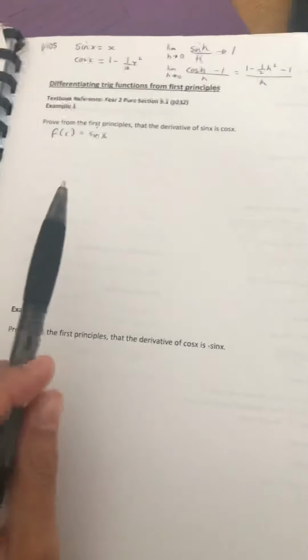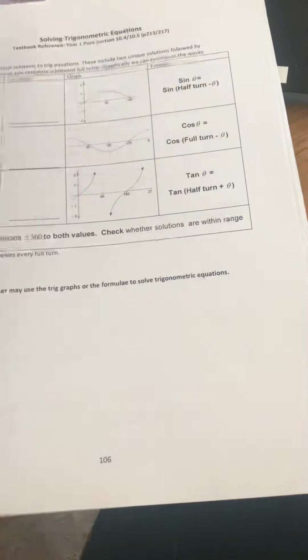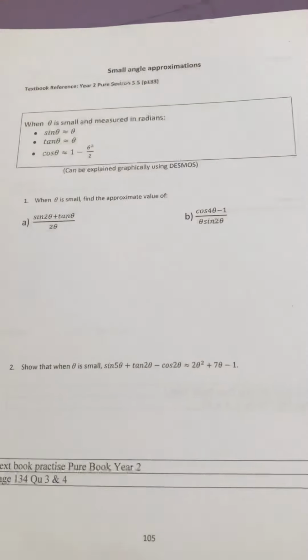Some things that you have to go back to. So for this topic, you need to know something. So go back to your notes on page 105. I'm just going to flip back. Page 105. I'm just going to find it. Mine's empty, but yours should be filled in. Page 105 is the small angle approximations.